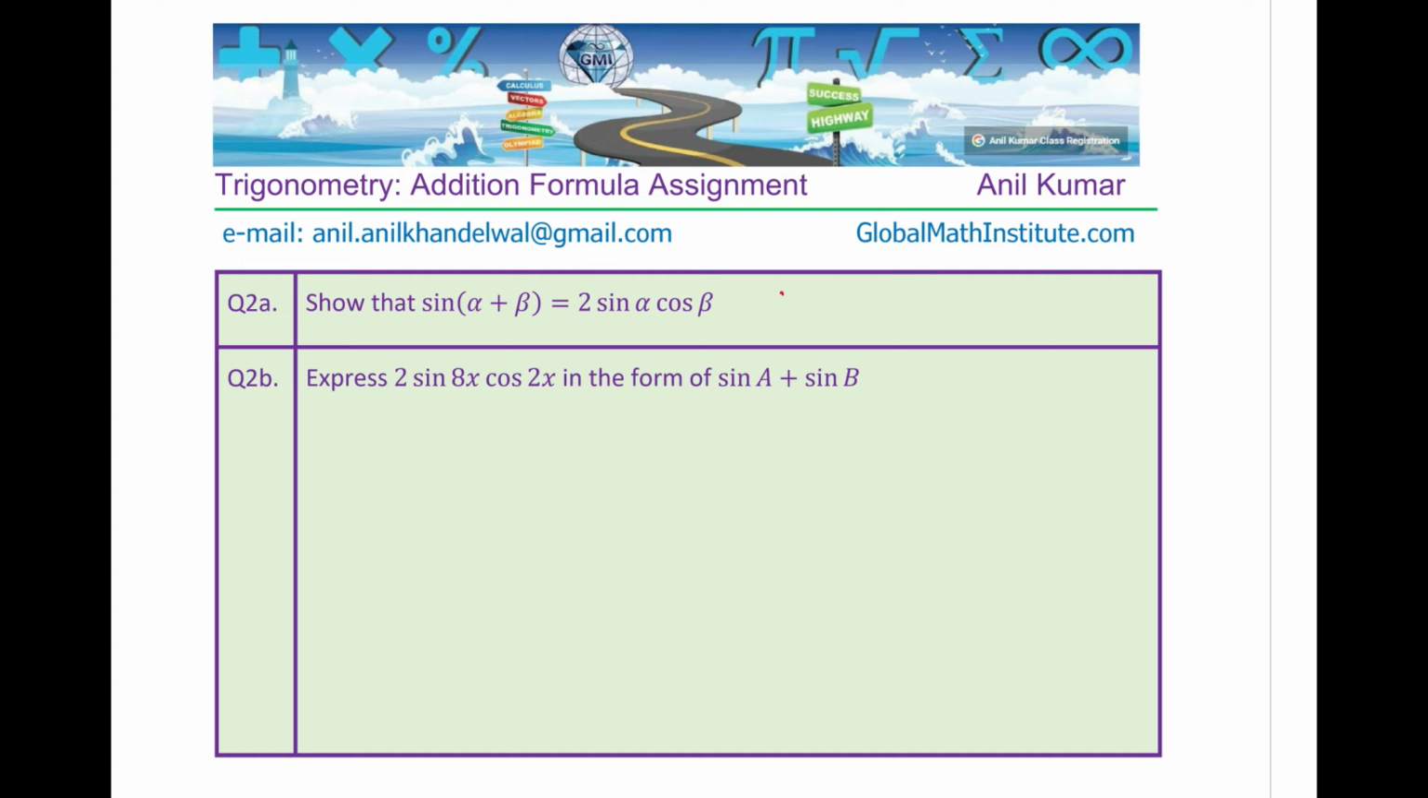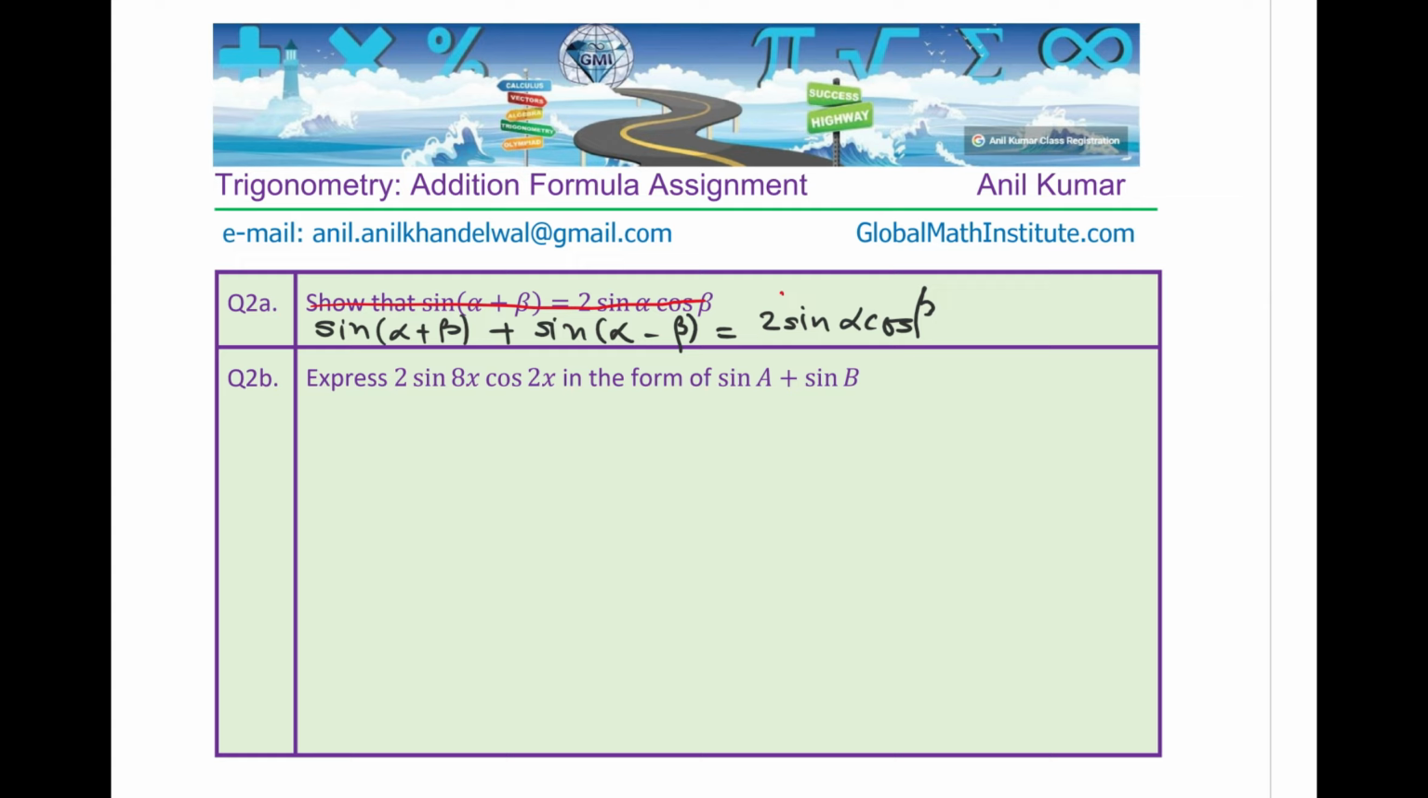Now let us see how we solve question number 2. Show that sine alpha plus beta... well, there is a typing error here, so let me rewrite the question. It is: show that sine(alpha + beta) plus sine(alpha - beta) equals 2 sine alpha cos beta. Is that okay? That should have been the question. So we need to show that. And then part 2b is: express 2 sine 8x cos 2x in the form sine a plus sine b.